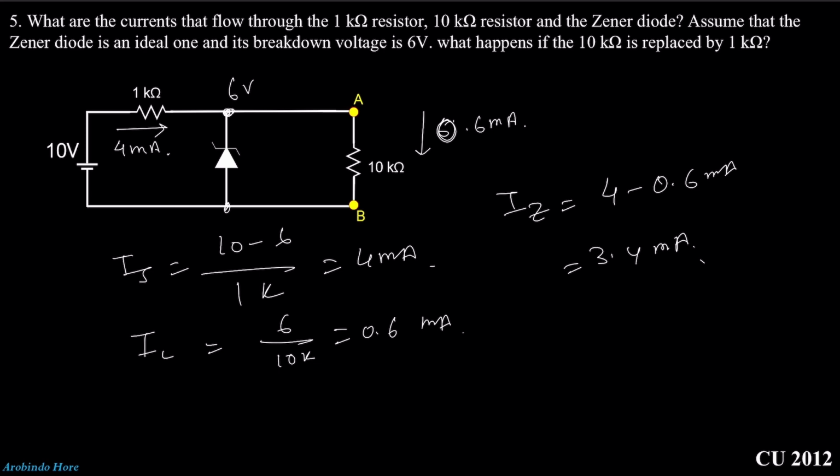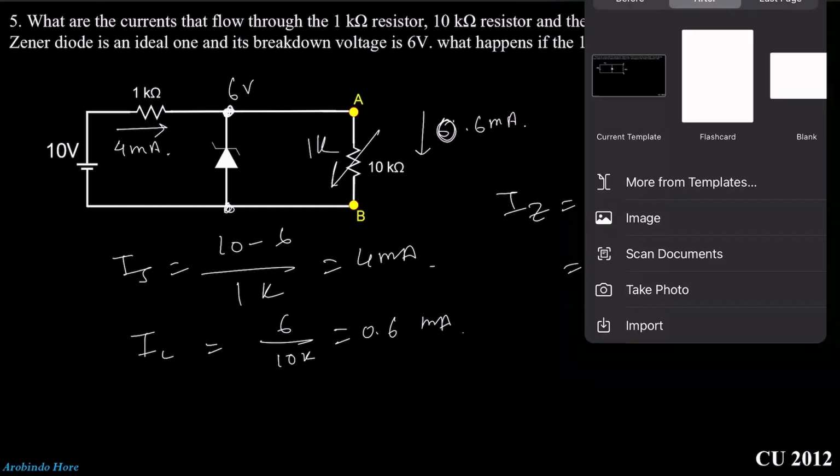Now to the next question. Here also the same, but they told us to change the resistance to 1k, and we need to know whether the Zener diode is on or off. So we assume that the Zener diode is turned on. If the Zener diode is turned on, then this potential will be 6 volt. So go to the next page and redraw the circuit.